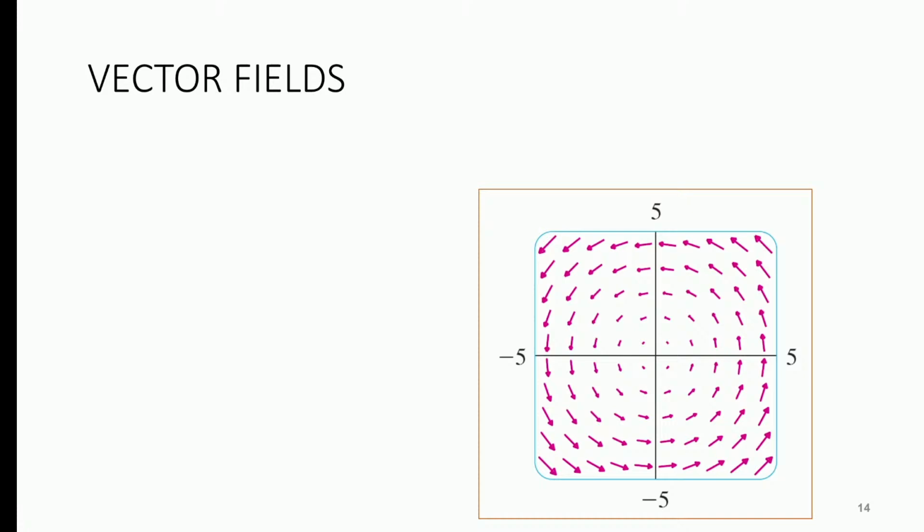There's this flow around this vector field, around this thing. Maybe this is a tornado, and this is, I don't know, the eye of a hurricane, whatever. But this gives you a feel for what's going on.